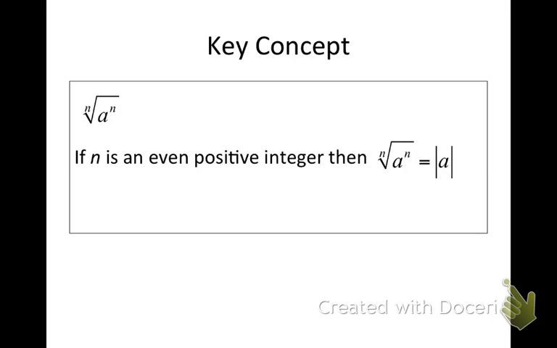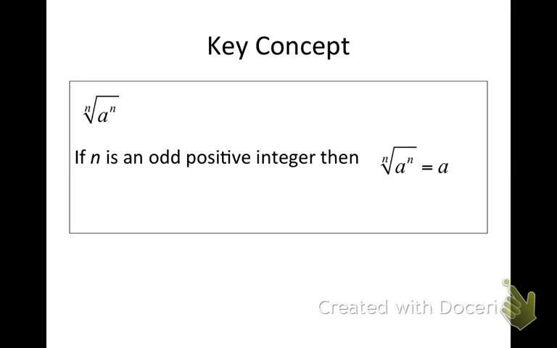Okay, if n is odd, then it's just going to be whatever a is equal to. So if n is an odd positive integer, then the nth root of a to the n would just be a.